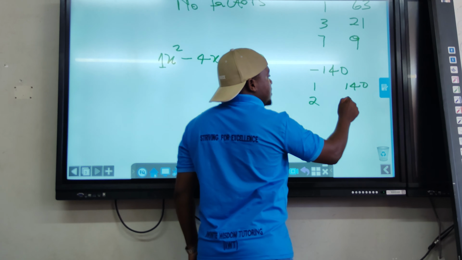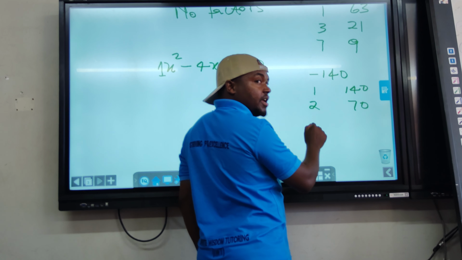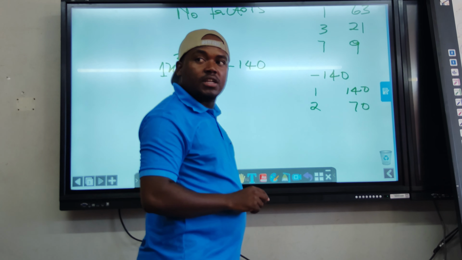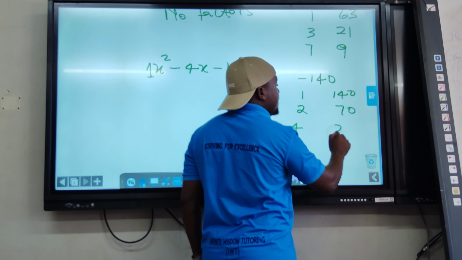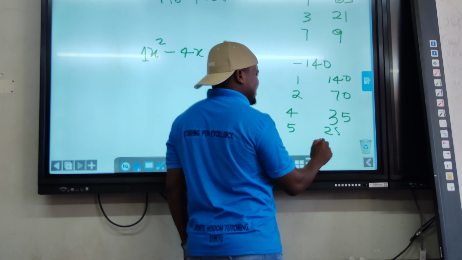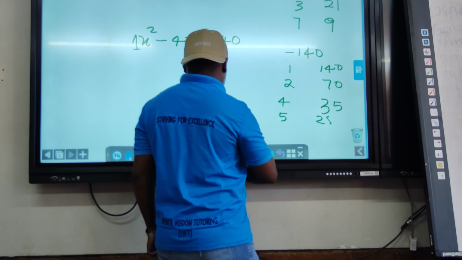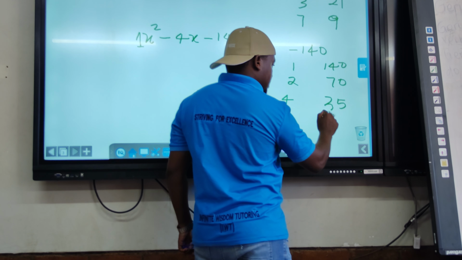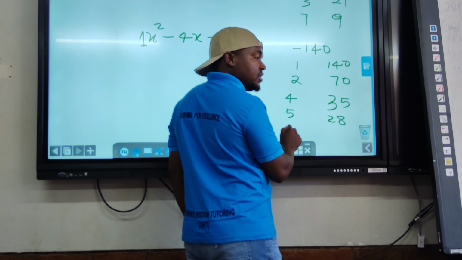2 and 70. 3, does it go in? Check it. 3 and? 4 and? 35. Yes? 5 and 28? 5 and what? 140 divided by 5 gives you 28. And then 6 doesn't go in.